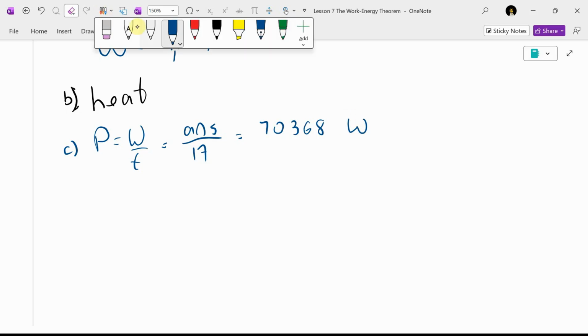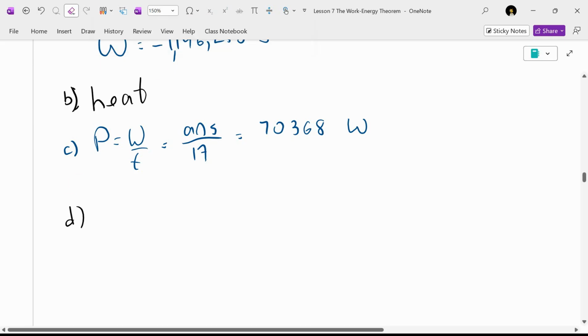And then just for giggles, Violet, what does D want me to figure out? Take your answer button and divide it by 60. How many light bulbs could we have lit with this?